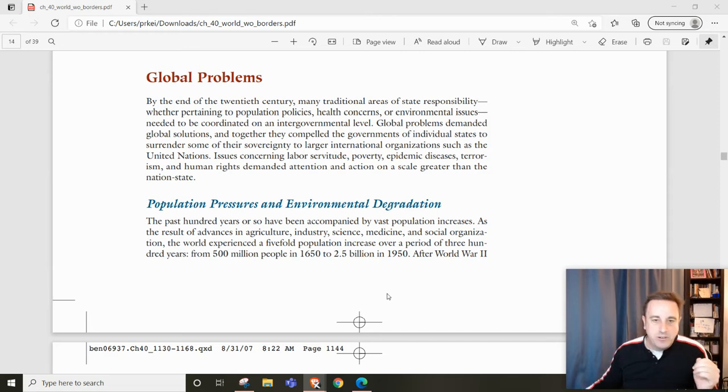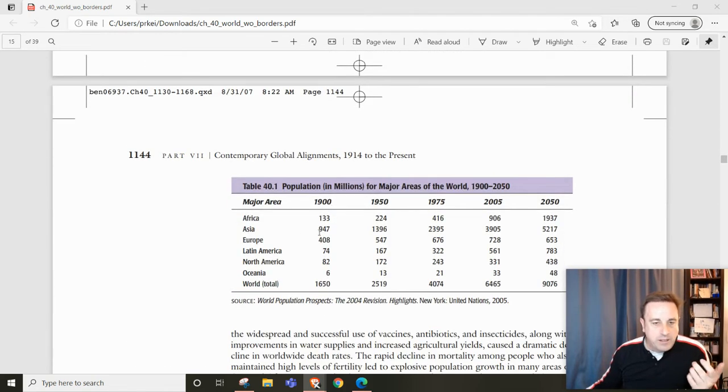So like I said, at 1800, we had about 1 billion people. 1900, we had 1.7 billion. 1950, 2.5. Now you'll notice that the more people you have, the quicker the population jumps. At 1975, we're at about 4 billion. 2005, right before your birth, about 6.5 billion.